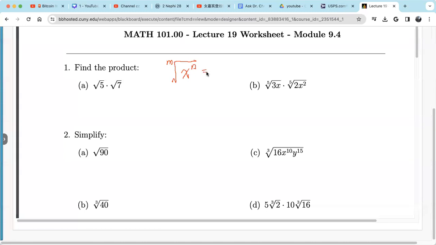And so this we can write as a rational exponent: x raised to n over m. So we see the exponent is a fraction. The numerator is the power, and the denominator is the index. So we call m the index, and we call n the exponent.